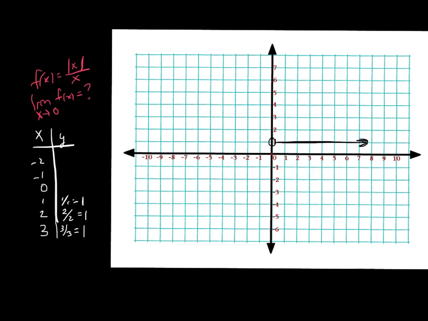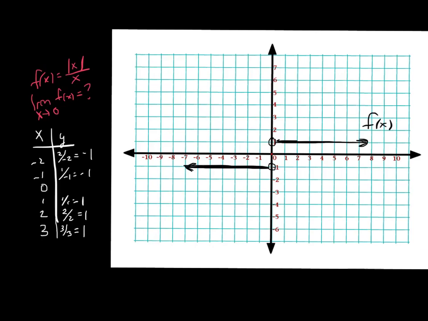Now, when our x values are negative, when we take the absolute value, that comes out to be positive anyway. Here we have 1 over negative 1, 2 over negative 2, and you'll see that any value less than 0 will give us a function value of negative 1. So here we go, negative 1, and there's our graph. Okay, so this is f of x.